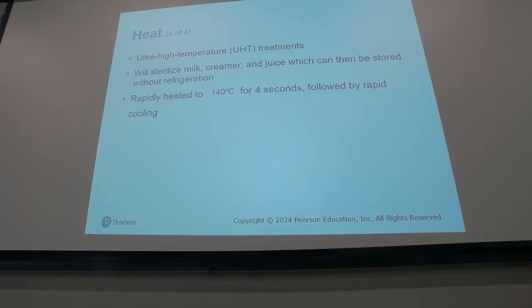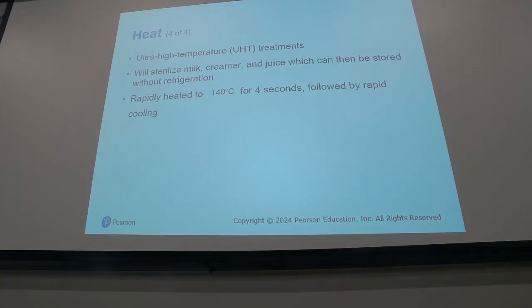Now, the next type of pasteurization is UHT. It's ultra high temperature. In this case, it's almost twice the temperature from HTST. So it will be, instead of 72, 140 degrees Celsius. And it's 1/3 of the time from the previous one. The other one was 15 seconds. In this case, it's 4 seconds. And similarly, it's followed by rapid cooling.